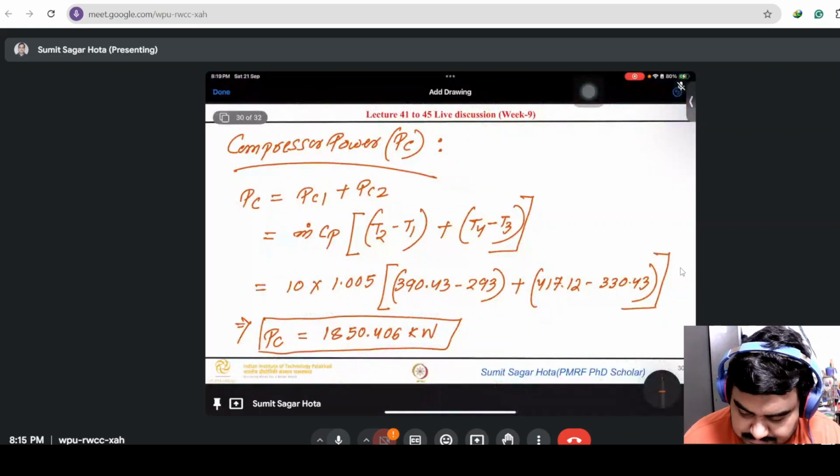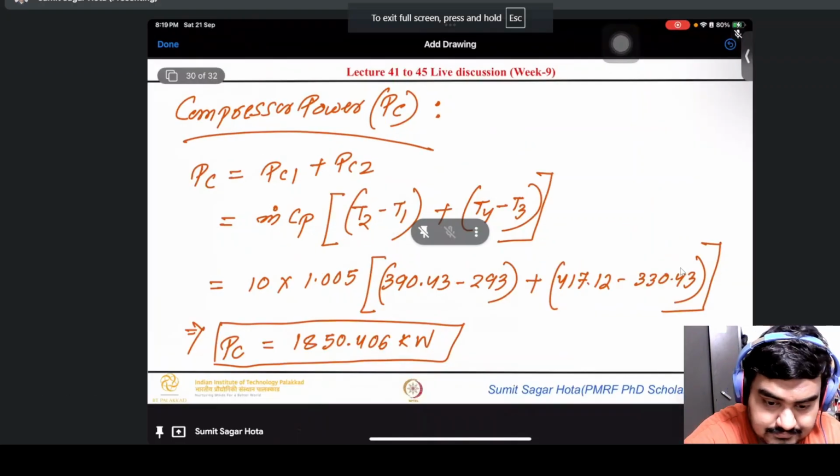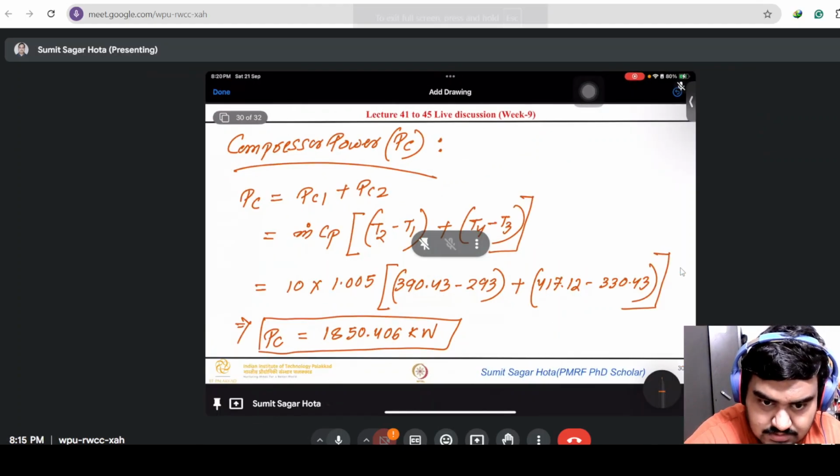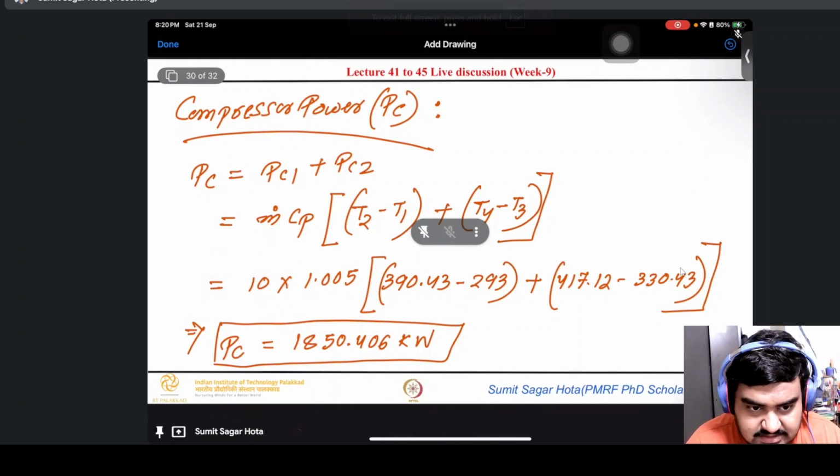Okay, so there is some problem in the connection. Basically I just calculated this PC value, and it comes in terms of kilowatt.